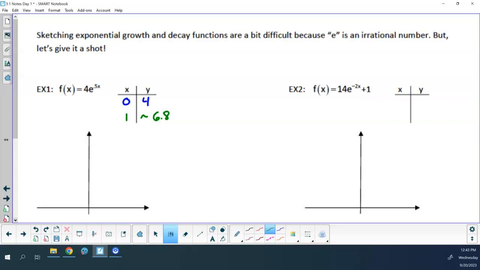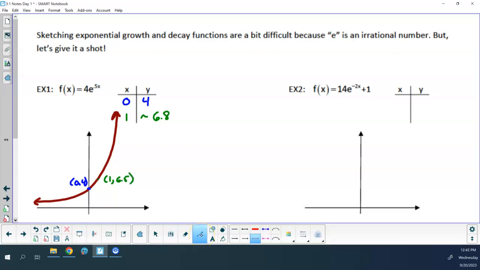So it's a growth. We go through the point 0, 4. And then right away, we're here at 1, 6.5-ish is what we figured out. Horizontal asymptote is still y equals 0. Agree? Love it. Next one.